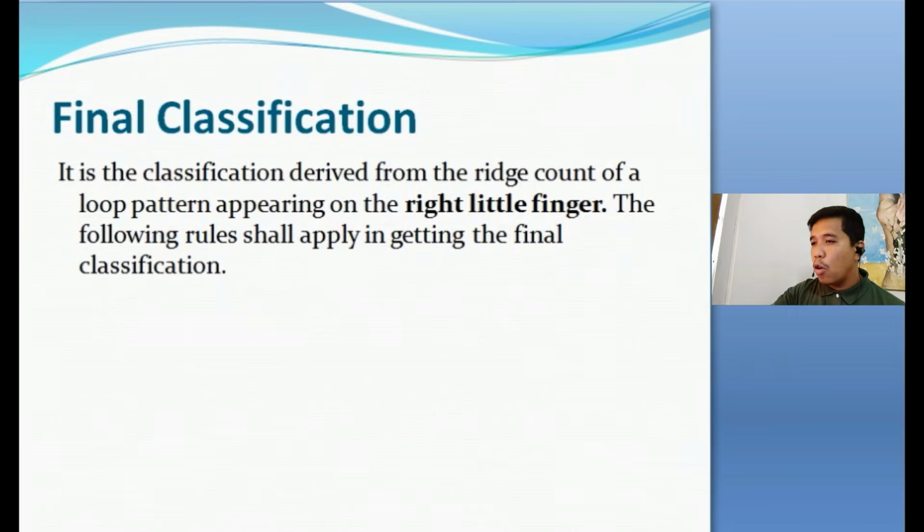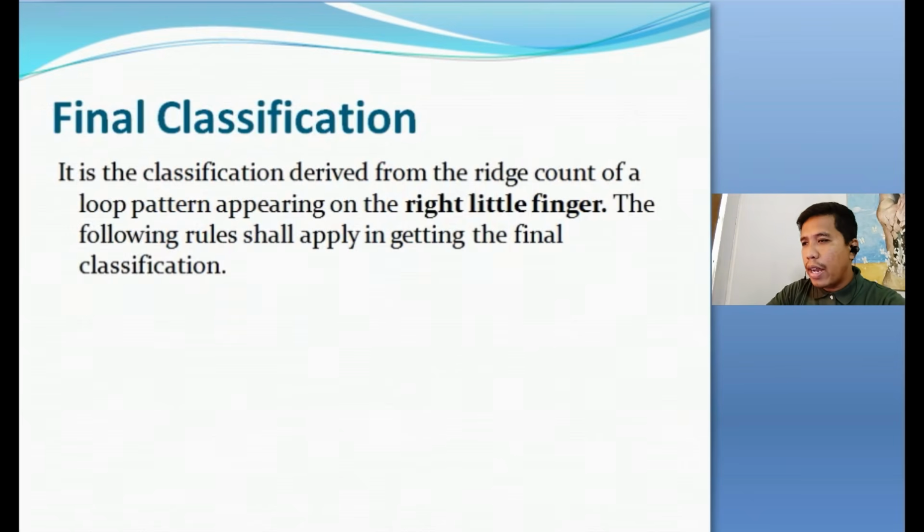Now, the fifth classification and the sixth classification are very easy, cadets. Very easy. Why? Because in the fifth, which is the final classification, all you have to do is concentrate on the right little finger. The ridge count of the right little finger is automatically your final classification. So if the ridge count of the right little finger is 20, then your final classification is also 20.